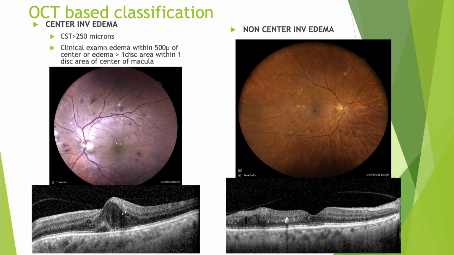center involving and non-center involving edema. So what is a center involving edema? It is a central subfield thickness of 250 microns, or edema within 500 microns of the center of the macula, or any edema more than one disc area within one disc diameter of the macula. So in other words, it's a blend of the earlier clinically significant macular edema with OCT parameters.